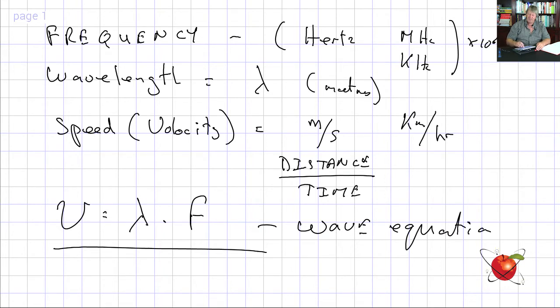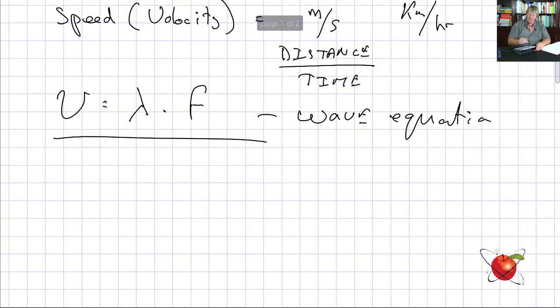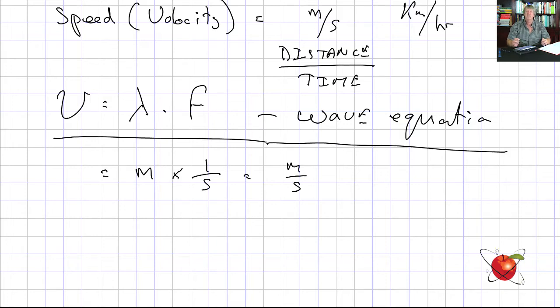Okay? Let's have a look at the measurements here, all right? What have we got? Wavelength is measured in meters. Frequency is hertz, is 1 over second. And look what we've got. We've got meters per second. So the wave equation is giving us the velocity, the speed of a wave, meters per second. Okay, just before we move on to the longitudinal waves and their calculations, which are incidentally exactly the same, all right? I just want to talk about this.